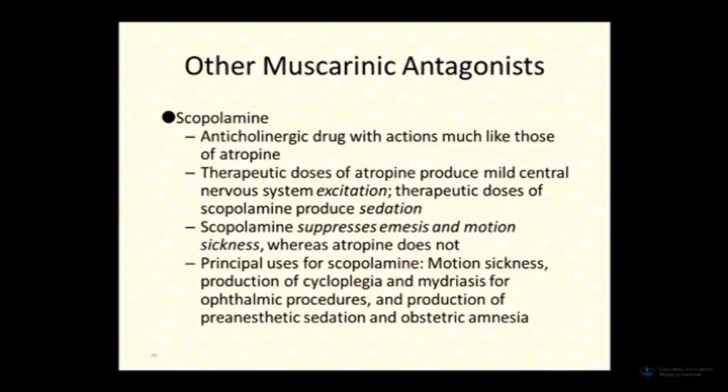So this suggests that scopolamine actually has more effects in the central nervous system than you would see with atropine, because suppressing emesis is not something that you see as an effect of atropine. Okay. So principal uses include treating motion sickness, dilating the pupils of the eyes, and producing pre-anesthetic sedation and obstetric amnesia.